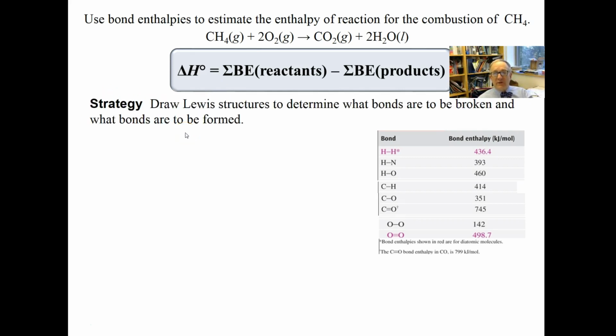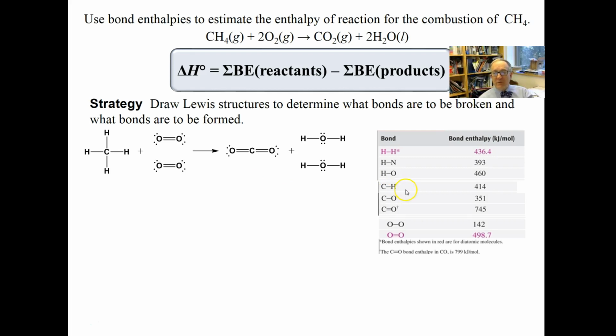But to do that, we need to make sure we know what types of bonds we're looking at. So let's look at the Lewis structures and determine which bonds are to be broken and which bonds are to be formed. And so here's our reaction. There's our methane, our tetrahedral methane with its 4 CH bonds, plus 2 molecular oxygens, each with an oxygen-oxygen double bond, react to make carbon dioxide that has 2 carbon-oxygen double bonds, plus 2 water molecules, with each one of those having 2 oxygen-hydrogen bonds.